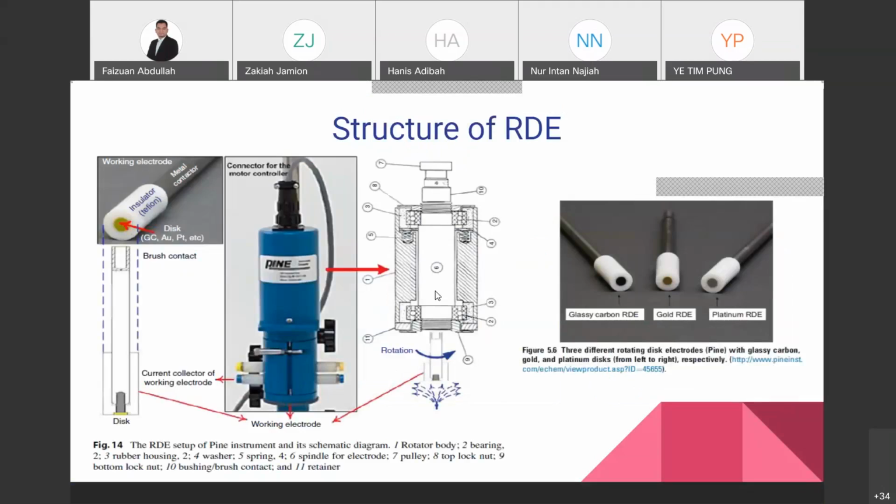So next, structure of RDE. So we can see the body, second bearing, number 3 rubber housing, number 4 washer, 5 spring, 6 spindle for electrode, 7 pulley, that is retainer. For number 6 we can see there are 3 different rotation.